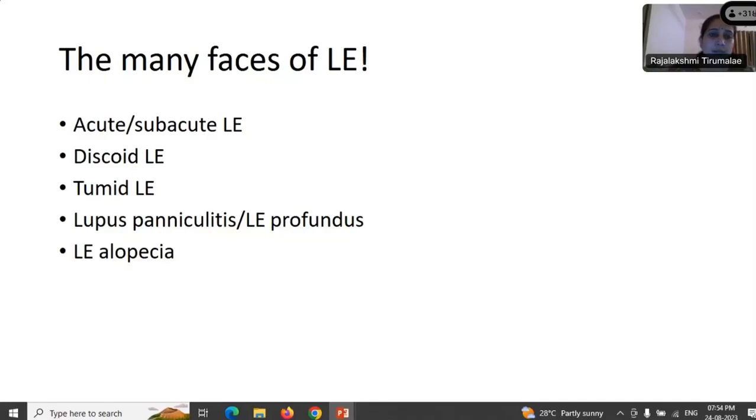So the index of suspicion has to be high, and you need the clinical inputs in order to suspect lupus erythematosus. And of course, a direct immunofluorescence, if it is done, would help you in supporting the diagnosis. I won't say it's diagnostic. It helps you to support your diagnosis. So that was a case of lupus erythematosus.